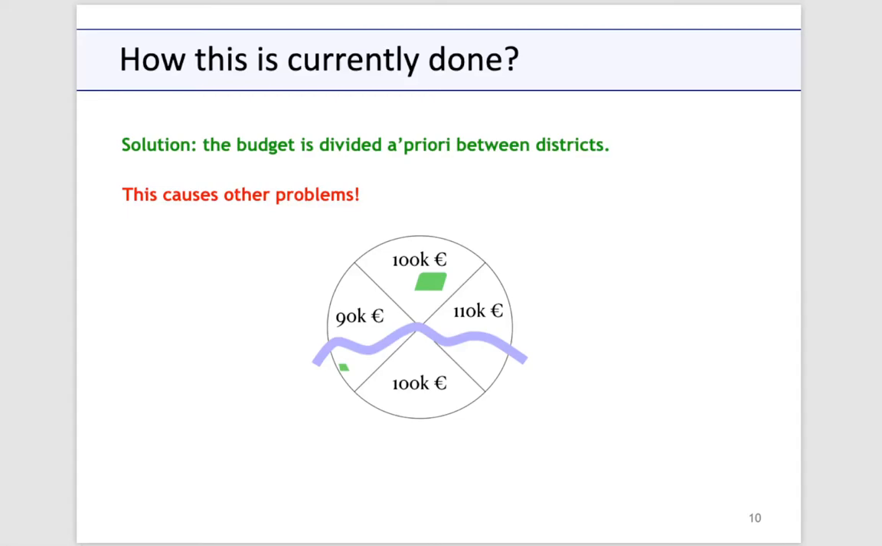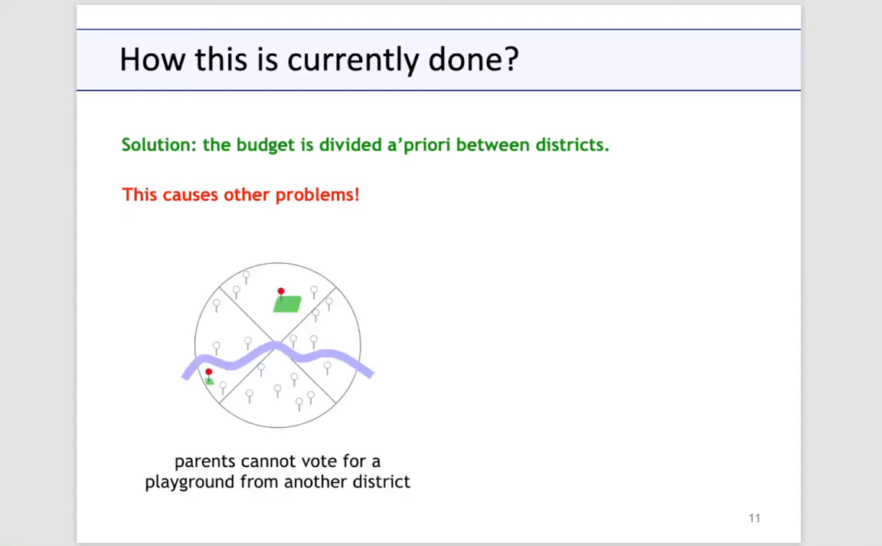Before I explain these issues, however, observe that if we divide the budget a priori between the districts, then even the voters do not have the possibility to fully express their preferences according to their will. For example, imagine parents who would like to build a new playground in the city center. The parents know that they would be willing to use this playground if built, however they have no possibility to express this opinion in their preferences since they are forced to vote only on the projects from their district.